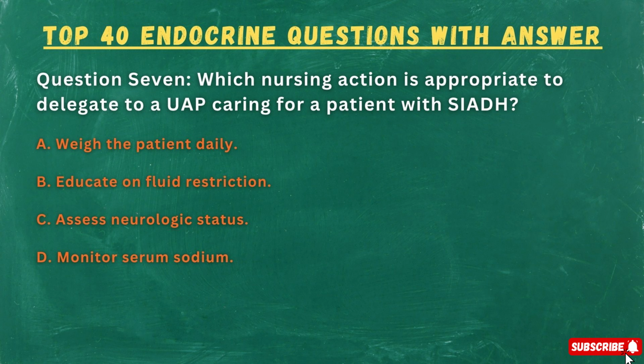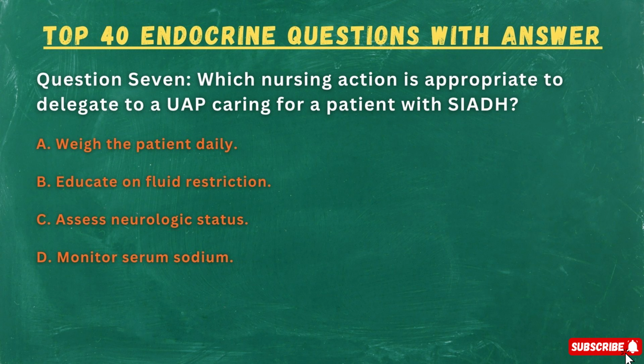Question 18. What hormone causes the liver to release stored glucose into the bloodstream? A. Insulin. B. Glucagon. C. TSH. D. Cortisol. Answer: B. Glucagon.